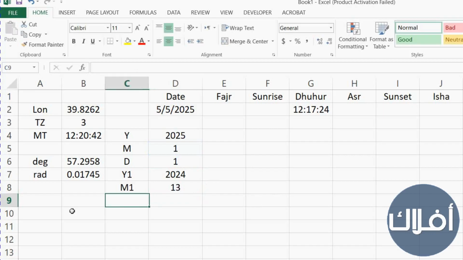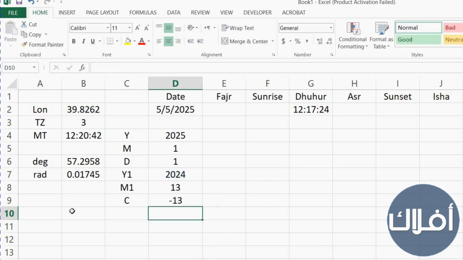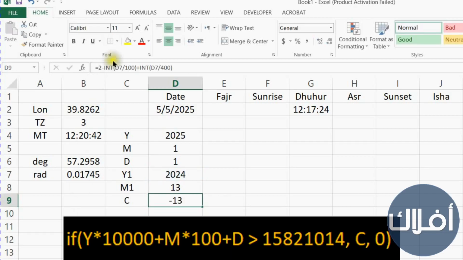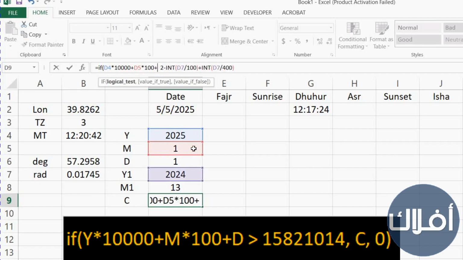And because the Gregorian calendar went through a correction in 1582, we need to add a correction here. And the correction is 2 minus integer of the year divided by 100 plus integer of the year divided by 400. But we only need this correction if the date is after 14th of October 1582. So we'll add a condition here. If year multiplied by 10,000 plus month multiplied by 100 plus day is greater than 1582, month 10, day 14, then we'll use the correction. If not, we'll use 0.